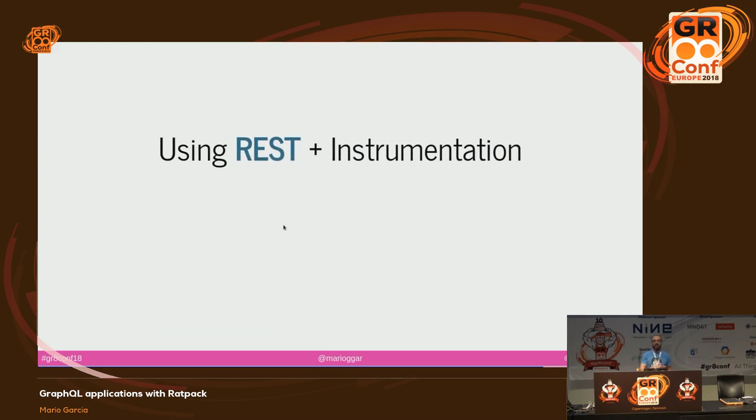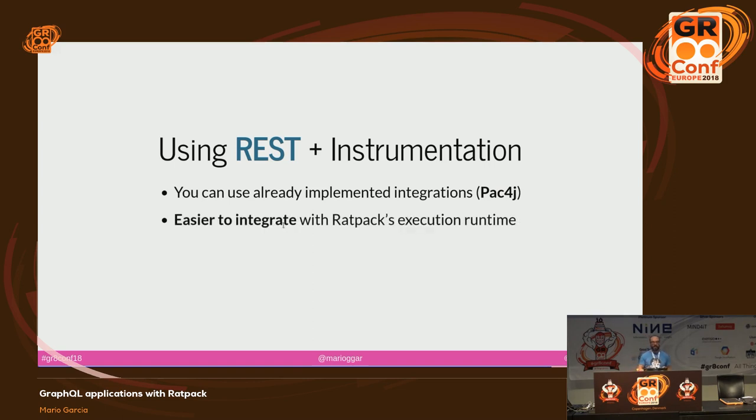On the other hand, you can use REST for authenticating your user, and then use instrumentation for authorization. So once we know the user that has been logged in, we can just create an instrumentation to say, okay, this user is allowed this query or this other query is not allowed. And it's also nice because then you can use things that we already use, like pac4j in the case of Ratpack, and it's easier to integrate with the Ratpack execution model. Because there is a pac4j integration in Ratpack, I can use that and then pass the user to the GraphQL engine.